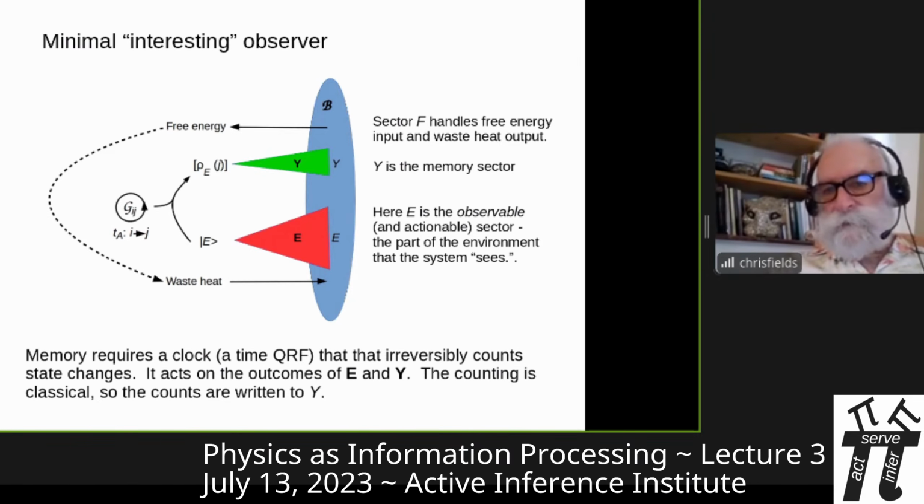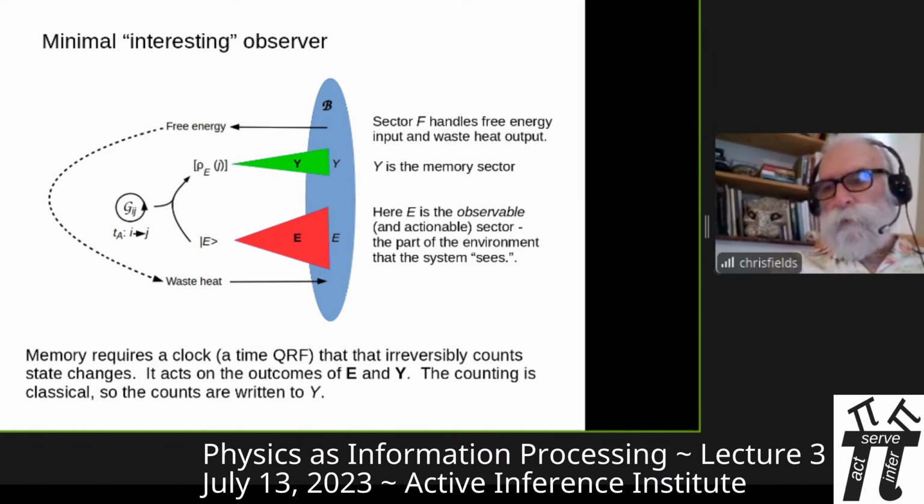And for this observer to be interesting, it needs to be able to detect the difference between what it sees now and what it saw just then, so that it can decide whether to take some action or other. So it needs a memory, and that requires another QRF that has some allocated piece of the boundary. Recall, the boundary is where classical information gets written in this purely quantum theoretic formalism. So it needs a memory sector that QRF can act on.